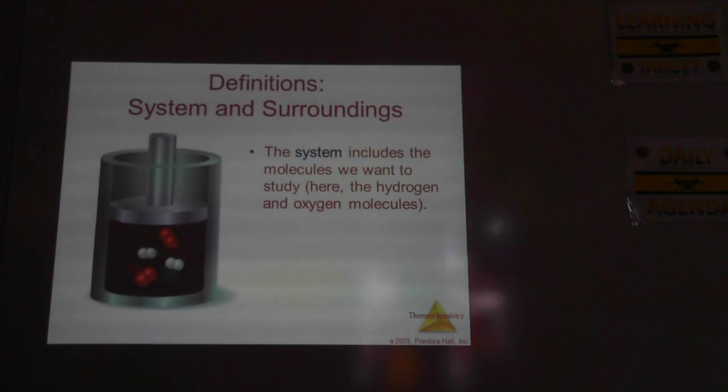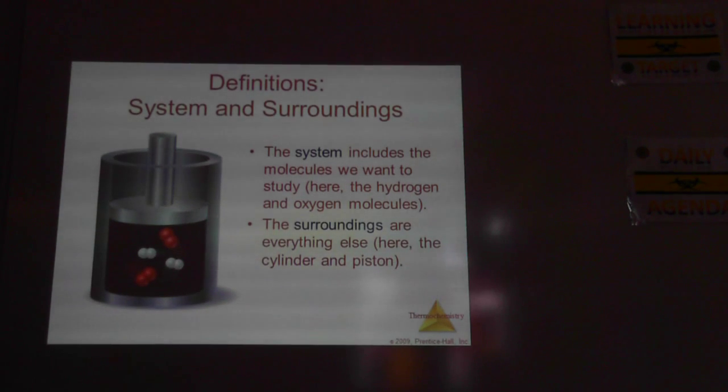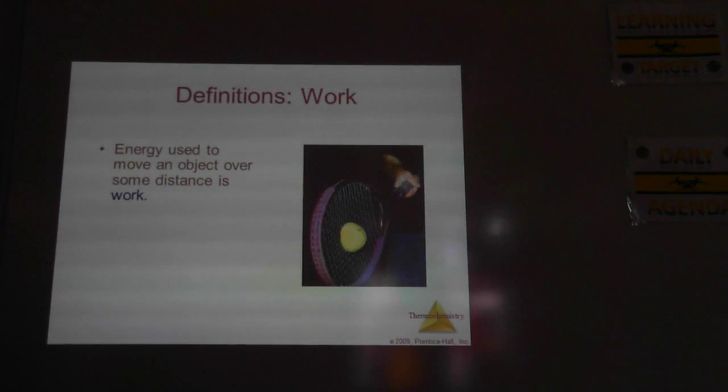All right, as we talk about thermochemistry, we need to define a few things, and one of the things that we need to make you aware of is this idea of the system and the surroundings. So the system is what we want to study. In this case, if we are trying to study these molecules, the hydrogen and the oxygen, the hydrogen being the white molecules and the oxygen being the red molecules here, if we were wanting to study those molecules, they would be considered the system. The surroundings are everything else. So in this case here, the cylinder that they are in, as well as the piston that is involved in this particular apparatus.